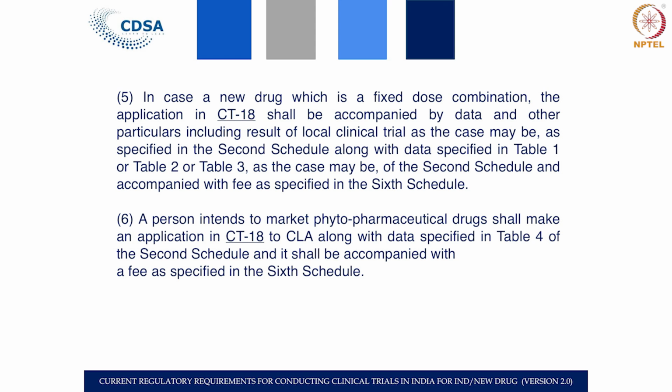So, if it is a fixed dose combination with a new claim, it is table 3. If it is already being done and it is a subsequent one, it is table 2. But if one of the drugs or both of them are a new chemical and a new unapproved drug being combined together, then all the data requirements will be as per table 1. Now, for the phytopharmaceutical drug, it is the same form, but the table becomes table 4 and the fees are all specified in the 6th schedule.